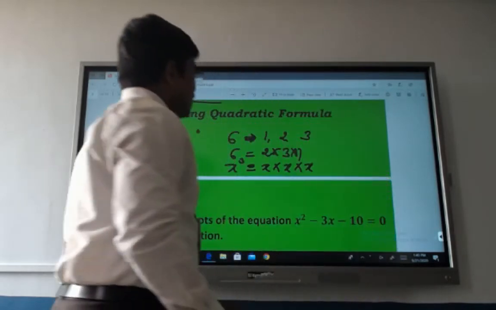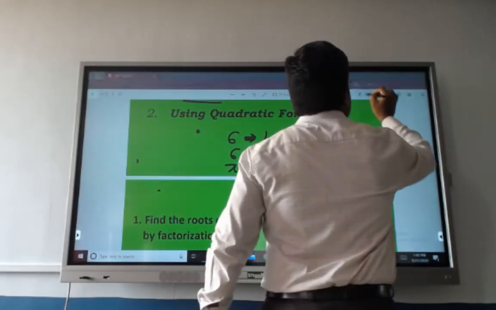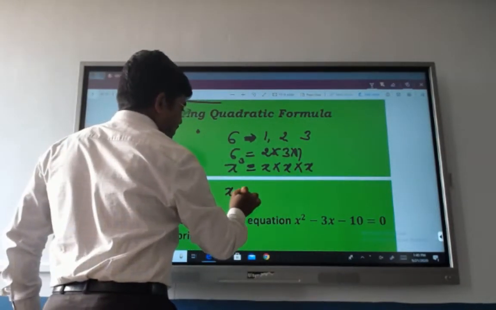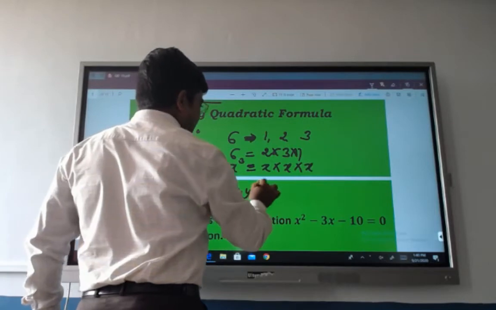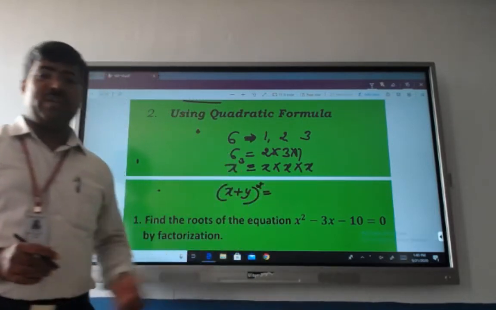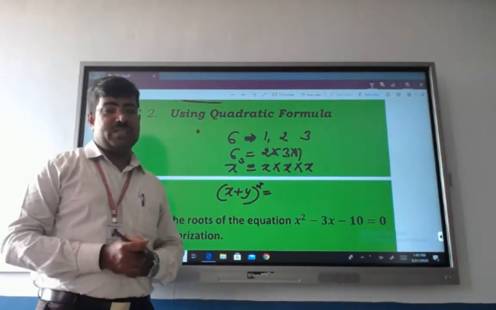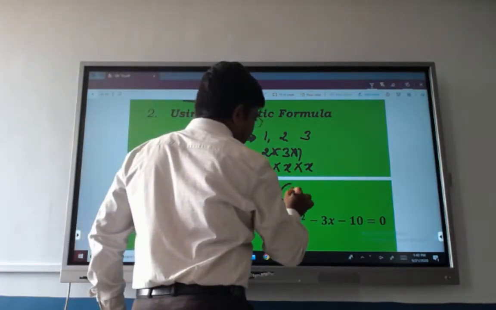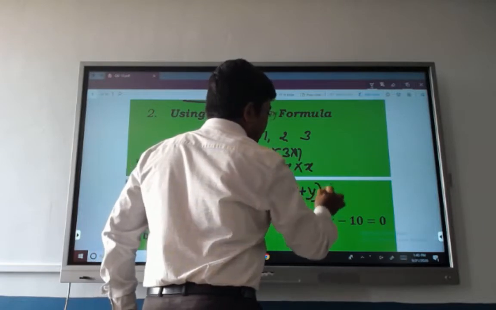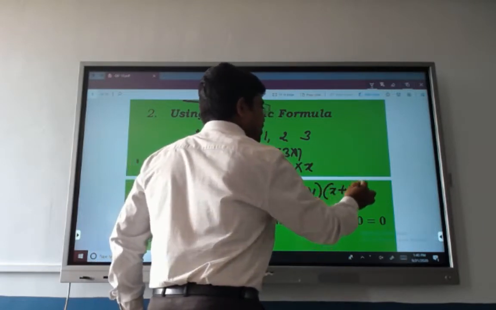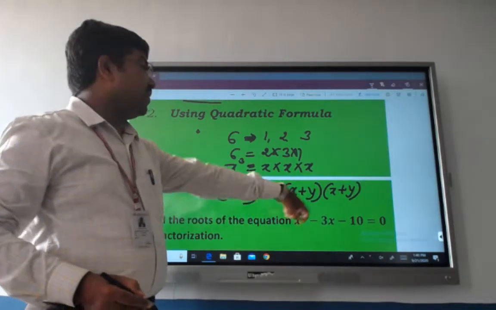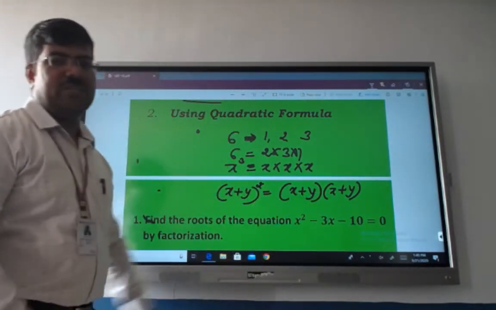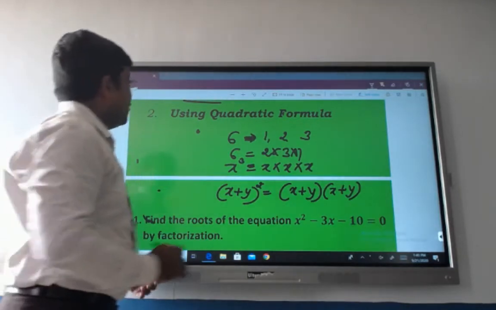So if it is in the form of x plus y bracket square, how can we express this? Actually, x plus y bracket square is equal to x square plus 2xy plus y square. But we can write this as x plus y into x plus y. So we are writing it in the form of factorization, in the form of products. So this one we can solve as a factorization.